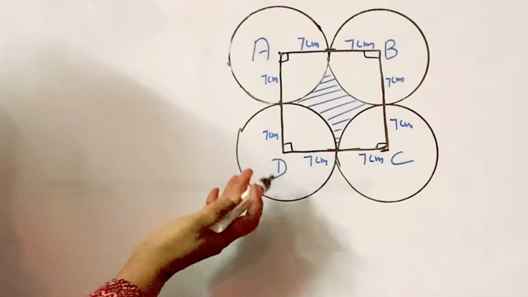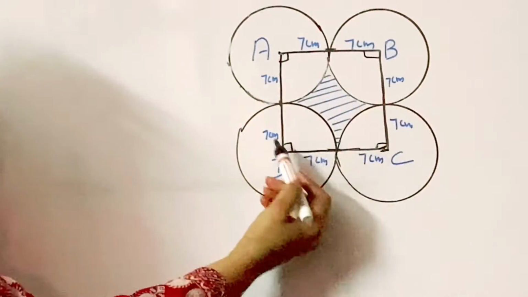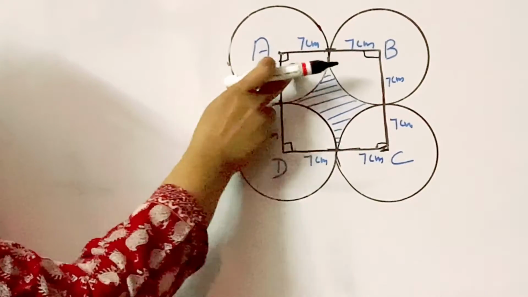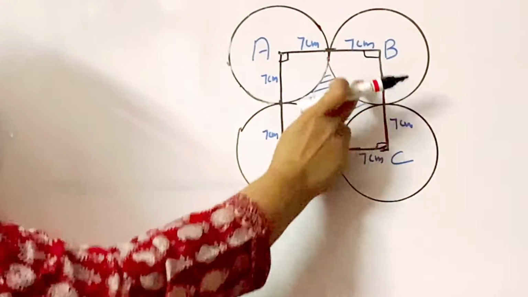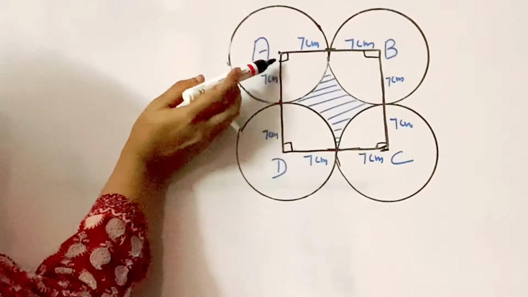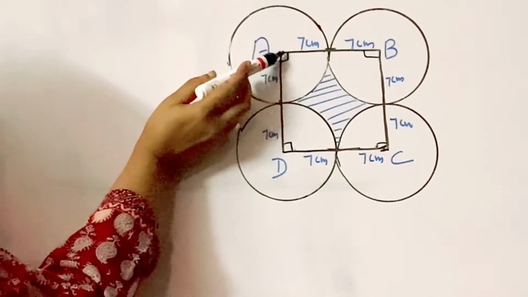Here area of the shaded part is equal to area of the square minus area of these quadrants. How many quadrants are here? 4 quadrants. Okay. This angle is 90 degrees.